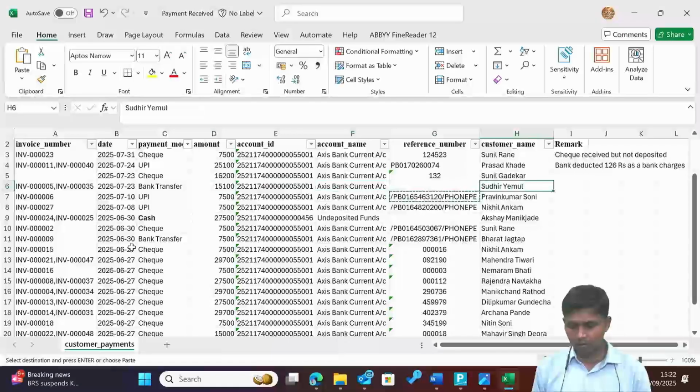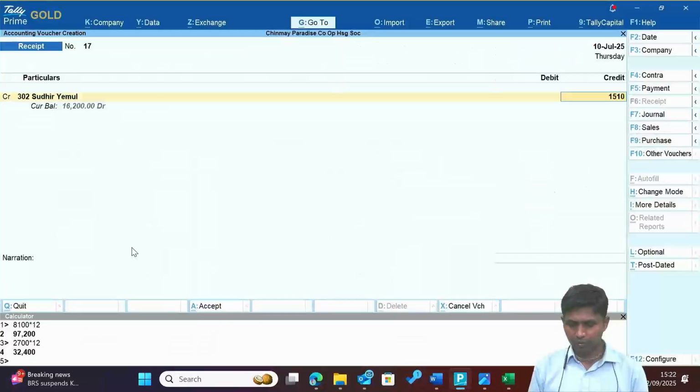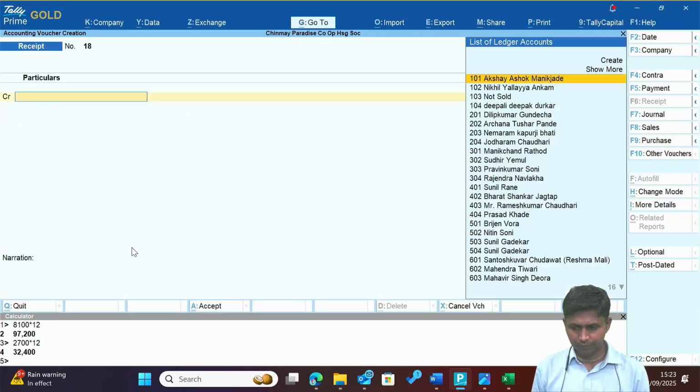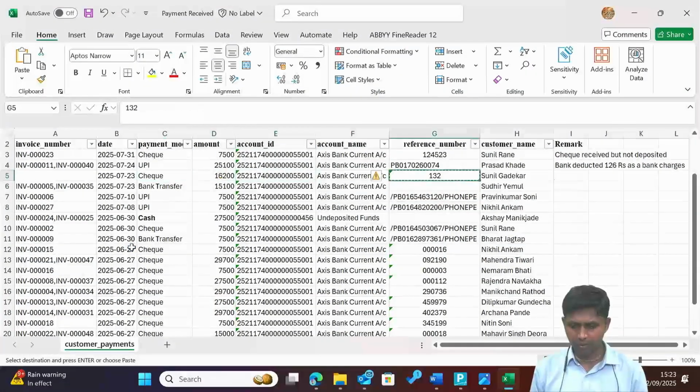Correct. It's 2 quarters. No need for any discount. 15,100 on account through Access Bank, through bank transfer, but we don't have any reference number. Just accept it. After this, one reference number, 16,200, is similar. We already booked it. No need to book it again.